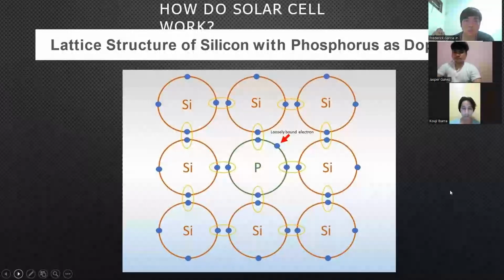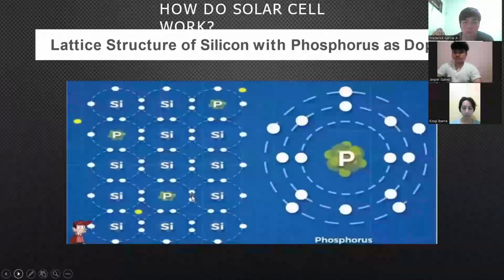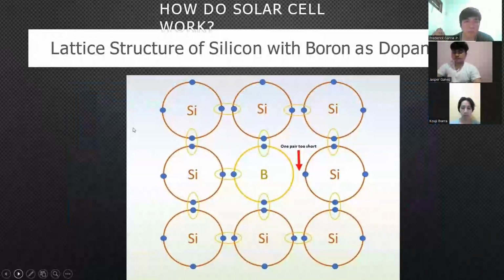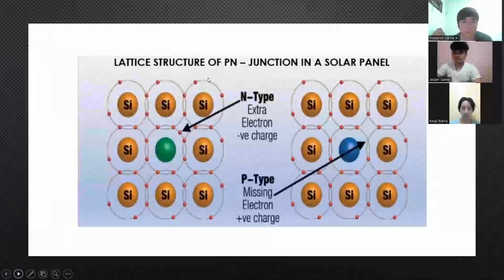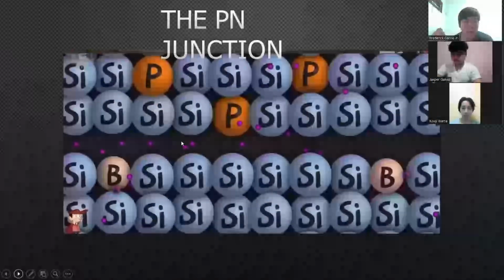Here we have the lattice structure of silicon with phosphorus as a dopant. It's another representation of the lattice structure. You can see that the phosphorus is introduced as impurities. Now we have the lattice structure of silicon with boron as dopants. Here we see that one pair is too short, meaning that there is an absence of electrons, or positive charge. Now here's the lattice structure of a p-n junction in the solar panel, where in the n-type, there's an extra electron here. And in the p-type, there is a missing electron, or what we call holes. And here we have the p-n junction.